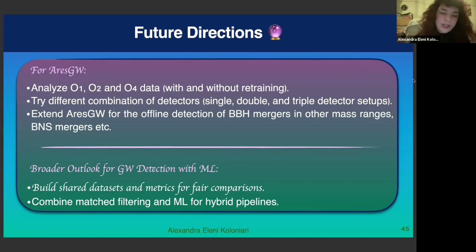Now, when it comes to gravitational wave detection with machine learning in general, we can build shared datasets and metrics for fair comparisons, like we did in our latest work. And we can also combine match filtering with machine learning for hybrid pipelines. And there are actually works in this direction.